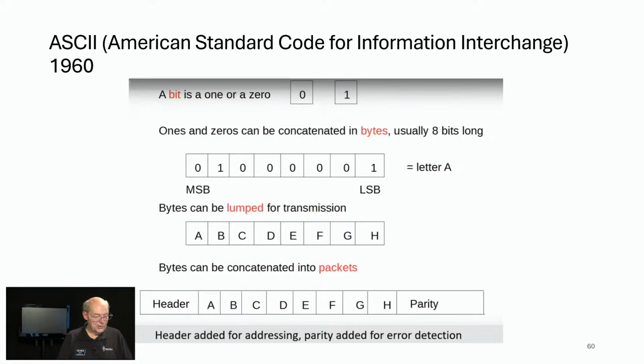What happens in the real world, typically, is there's a header that gives you information about what's to follow. You've got the data or payload, and then something called parity, where you can detect certain kinds of errors.